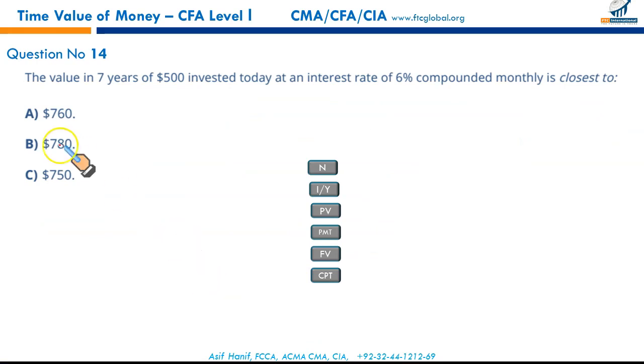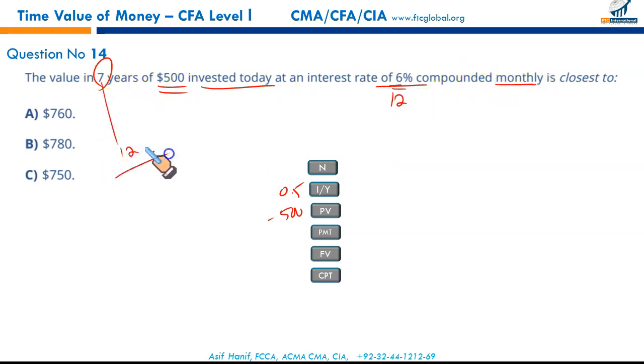Question number 14. The value in 7 years, N is 7, of 500 invested today, that is invested right now, it's a present value, at an interest rate of 6%, compounded monthly. When it says compounded monthly, you have to divide it by 12, that will give you 0.5. And how many periods will there be of 12 months? For how many years are we talking about? 7 years multiplied by 12 means 84 periods. So there are a total of 84 periods.